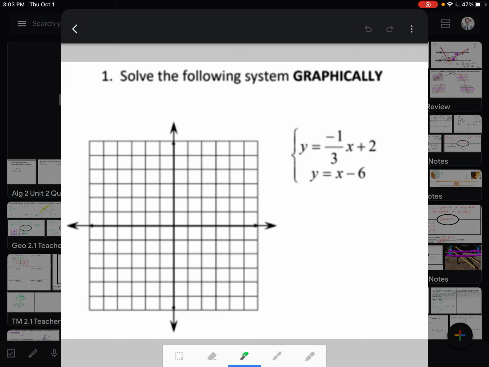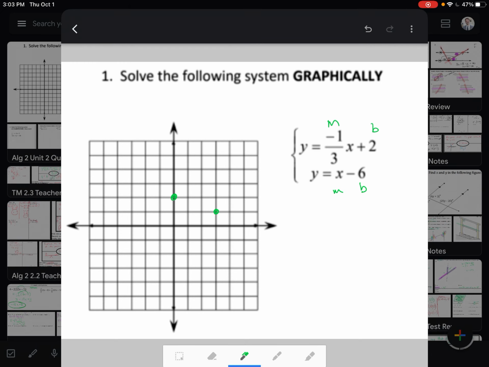So our first one, that first skill from 2.1, is just graphing systems and seeing where they intersect. So we're going to identify our M and B values. That's going to tell us where we start and what our rise over run is. For our first equation, we start off at 2. We go down 1 and then over 1, 2, 3, down 1 and then over 1, 2, 3. And we're going to see that's going to help us to graph here, drawing our straight line through this.